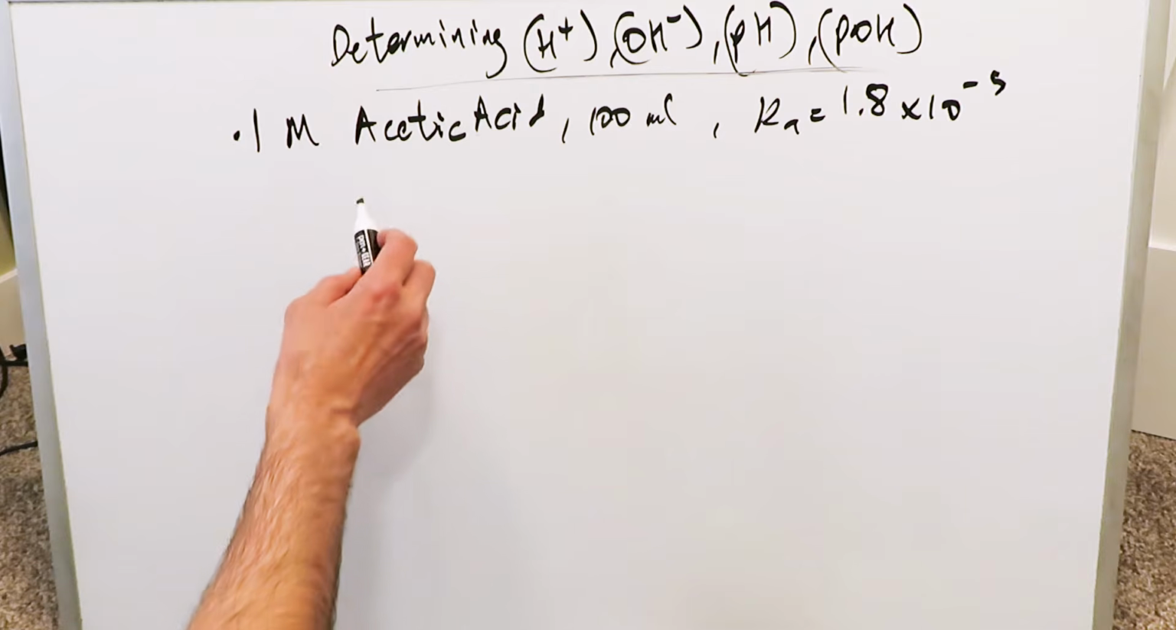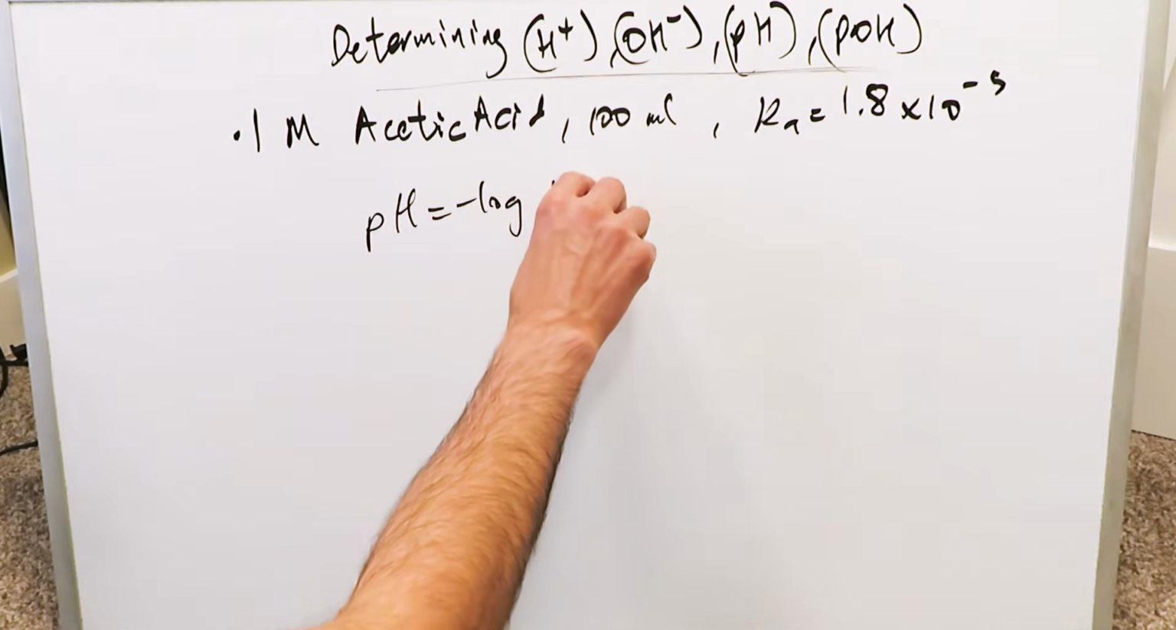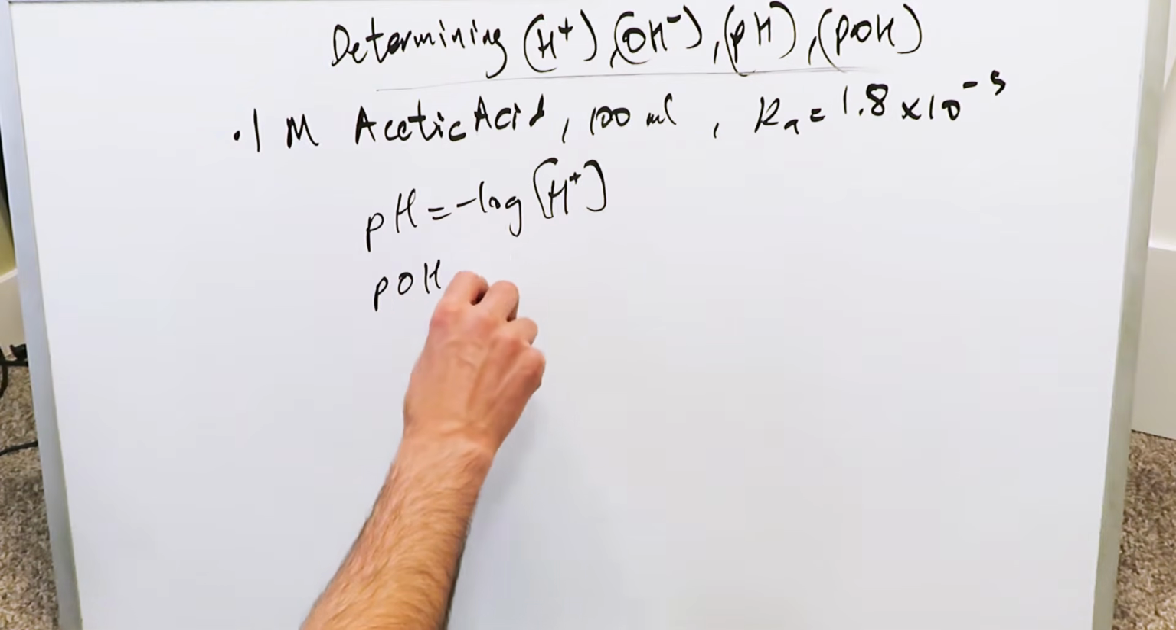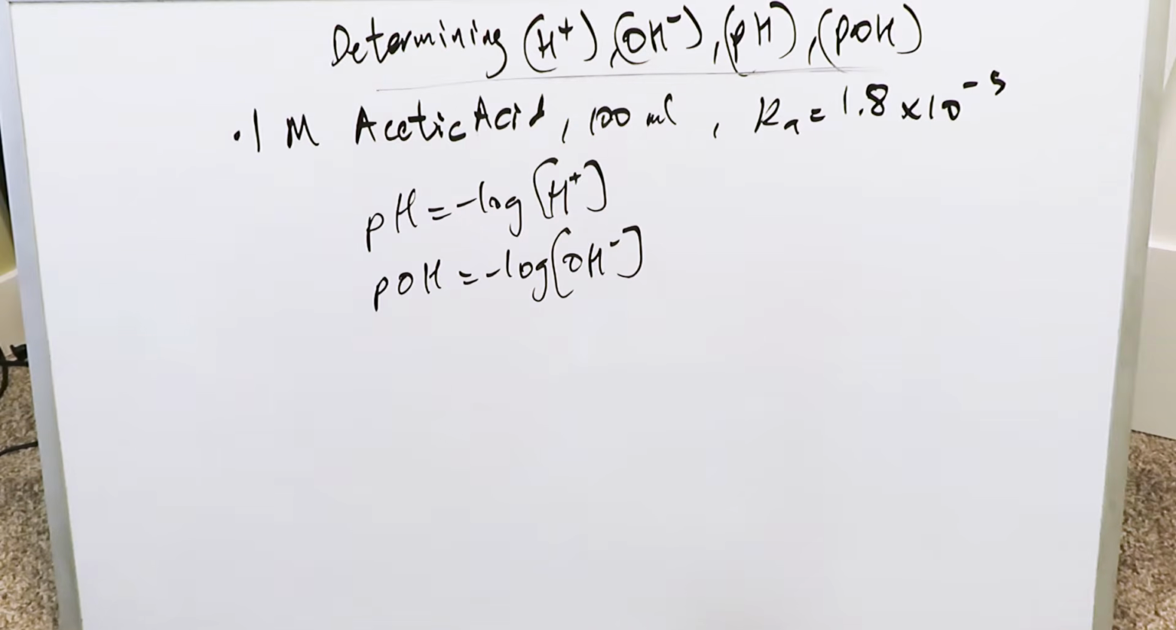What are some of your relevant equations? How about this: pH is equal to negative log of the hydrogen ion concentration. There's another one: pOH is equal to negative log of the hydroxide ion concentration. Remember, you don't have to use all of these. Sometimes you can get the result directly, sometimes indirectly.